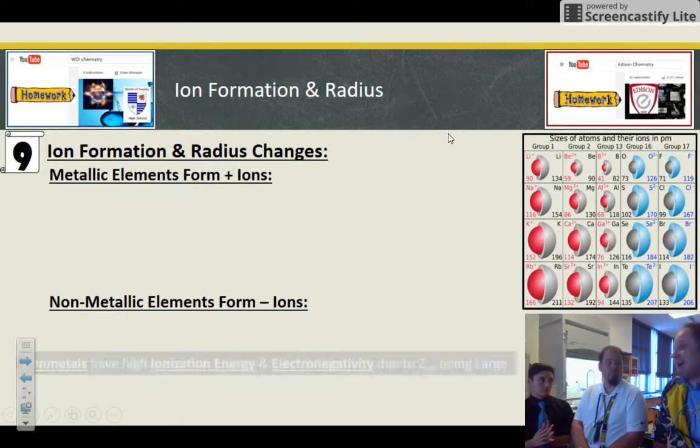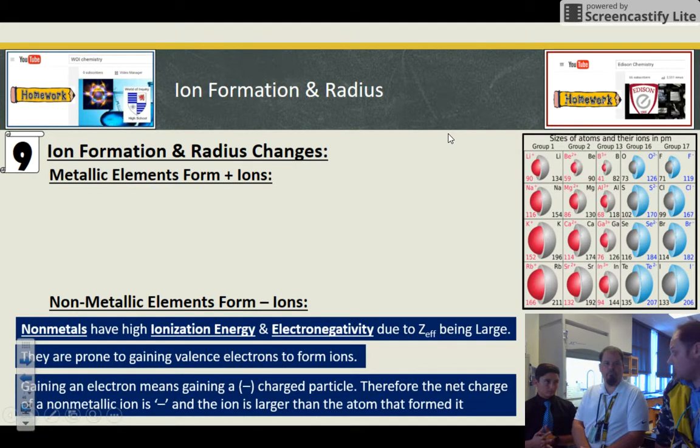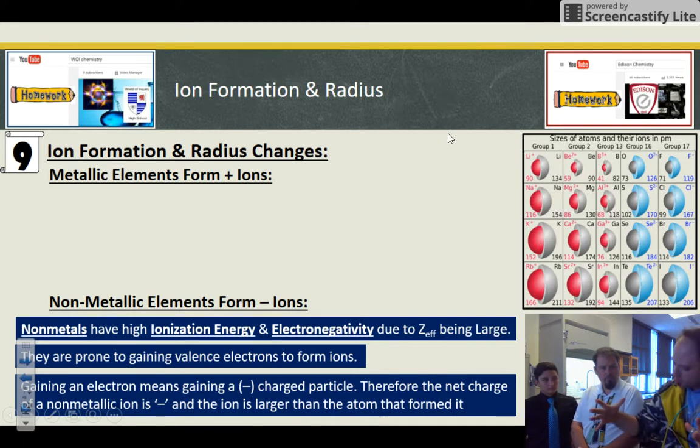And non-metallic elements are the opposite. Correct. These have very high ionization energies and electronegativities due to having very large effective nuclear charges. And therefore, they're prone to stealing or gaining valence electrons from other atoms and forming ions that way. Since they're gaining an electron, it means they're picking up a negatively charged particle from somewhere, which puts the balance of protons and electrons out and in favor of the electron. So nonmetals form negative ions, and when you're soaking up electrons from somewhere else, you're adding them to the valence shell. All the other ones spread out a little bit to accommodate them, and the ions get larger.